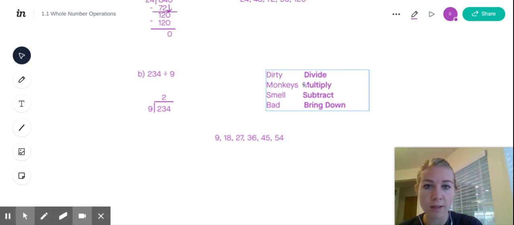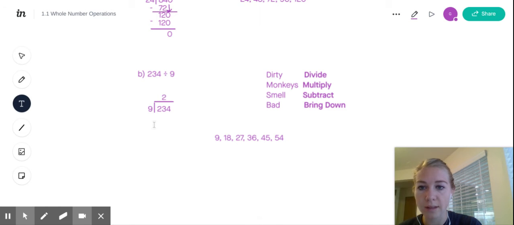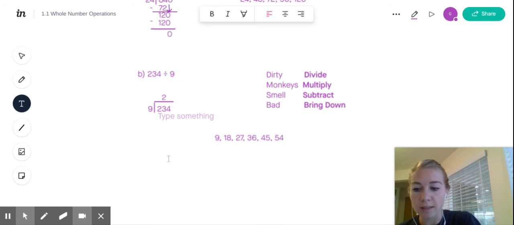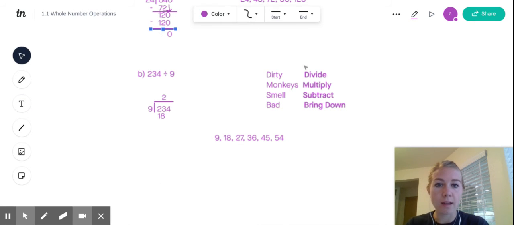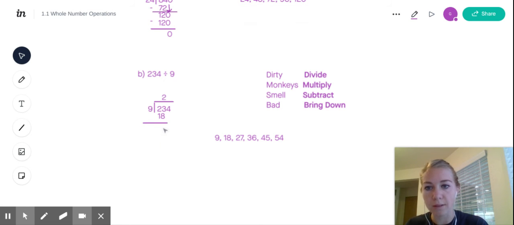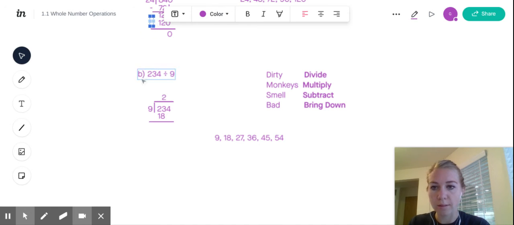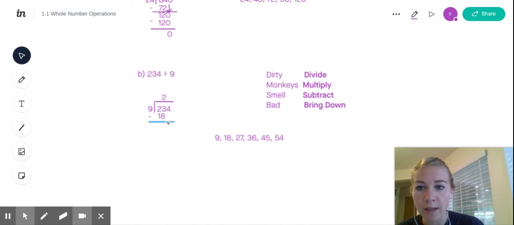So we divided. Now let's multiply. 2 times 9 is 18. So my 18 is going to go below. And then subtract. So I'm going to make this a subtraction problem here. Bring down my bar and my subtraction symbol. Okay, 23 take away 18.